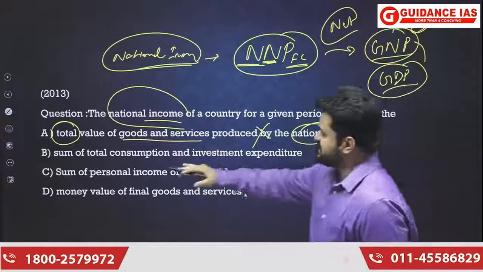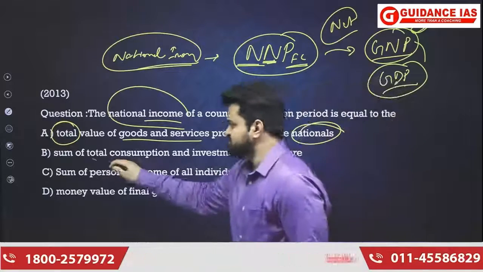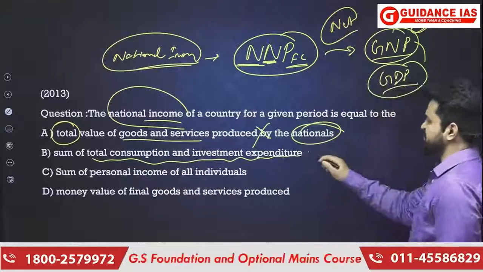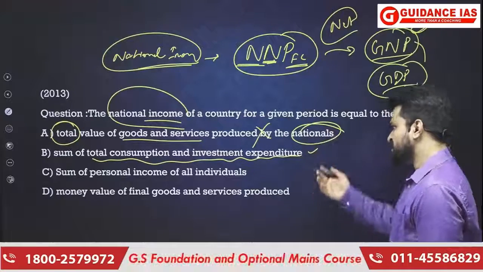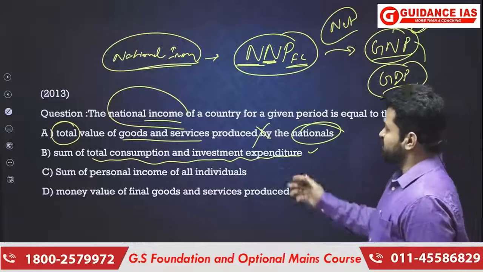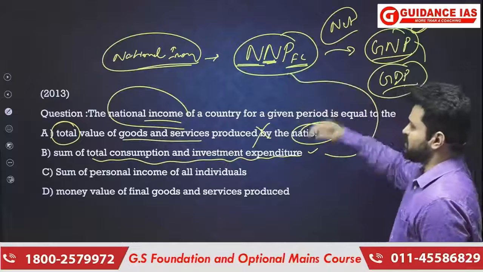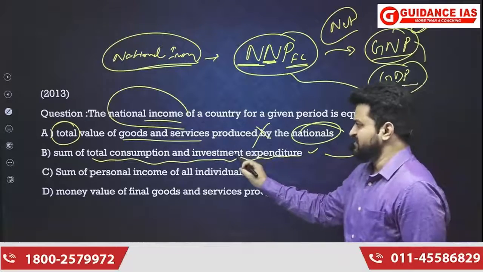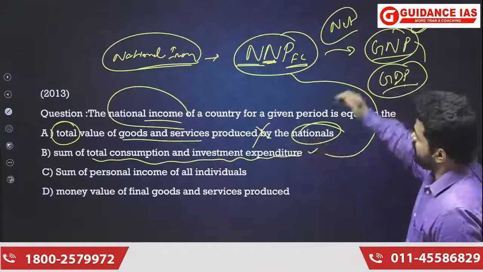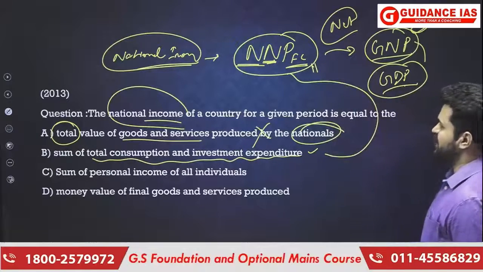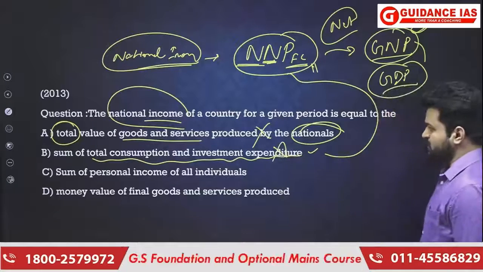The second is the sum of total consumption and investment expenditure. Now, this alternative is again not very clear whether it is on the domestic territory or by the nationals of the country. That is why we can't arrive at a conclusion that it is national income or not. So this second alternative is also not complete. It does not give you the complete picture of the definition that we already have of national income, so this option can also not be correct.